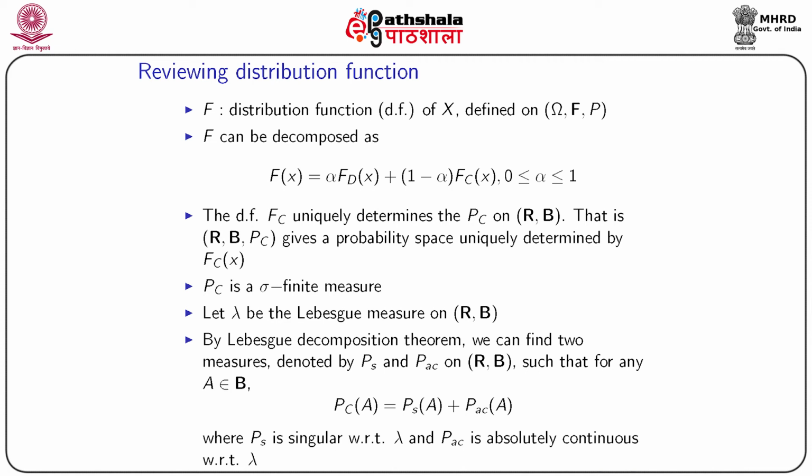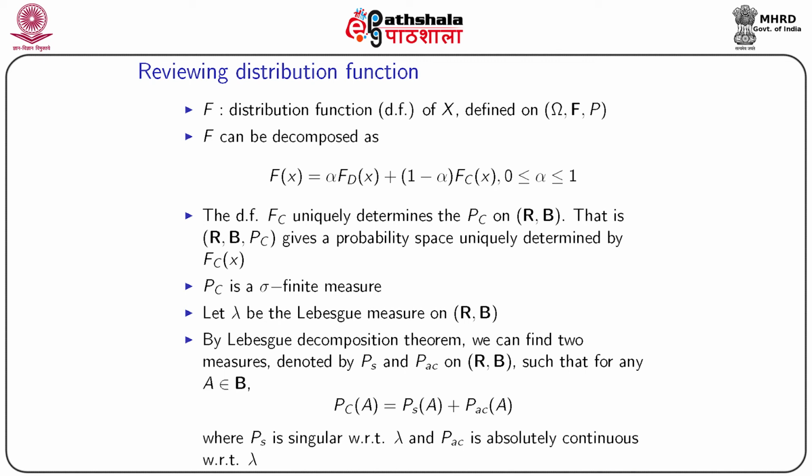This distribution function we have learnt in our undergraduate courses. So F is the distribution function of X, defined on omega, script F and P, the probability measure. Then we know that any distribution function can be written as a convex combination of a discrete part and a continuous part. So F(x) can be written as alpha F_d(x) plus 1 minus alpha F_c(x). So alpha lies between 0 and 1. This is the convex combination.